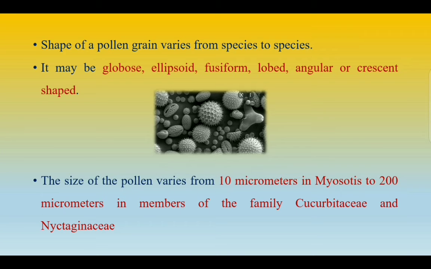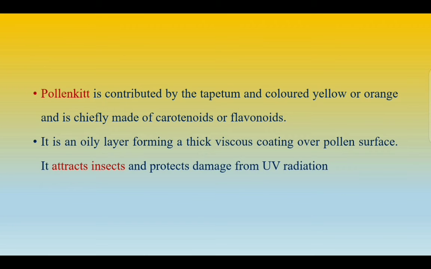The shape of the pollen grain varies from species to species and it may be globose, ellipsoid, fusiform, lobed, angular or even crescent shaped. So from the picture you can see different shapes of the pollen grains, and the size of the pollen also varies from 10 micrometers in Myosotis to 200 micrometers in the members of the family Cucurbitaceae and Nyctaginaceae. So the pollen kit is contributed by the tapetum and colored yellow or orange and is chiefly made up of carotenoids or flavonoids.